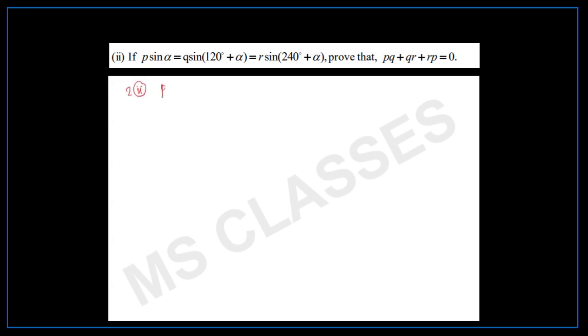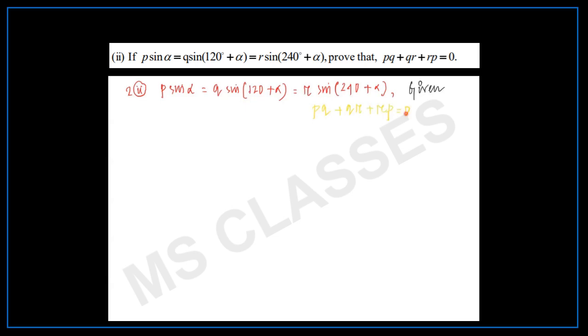P sin alpha equals Q sin (120 plus alpha) equals R sin (240 plus alpha) is given. This is given information. And we have to prove PQ plus QR plus RP equals 0. Now, this is what we need to prove.